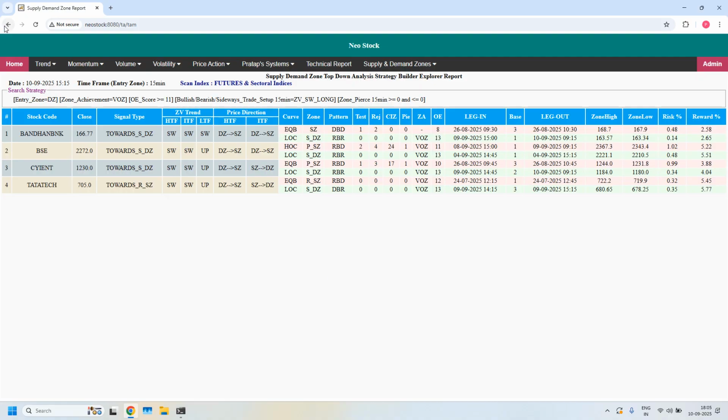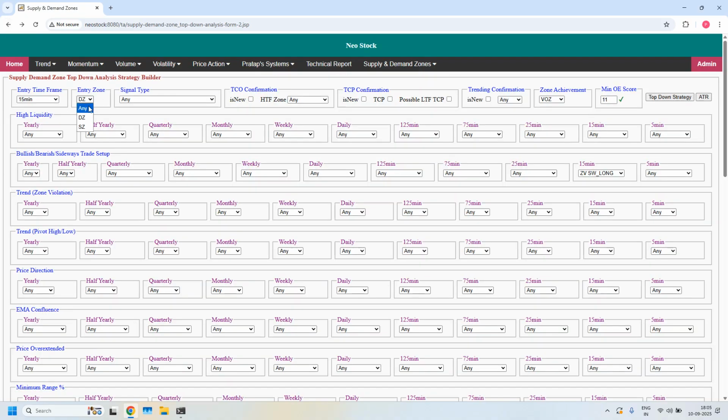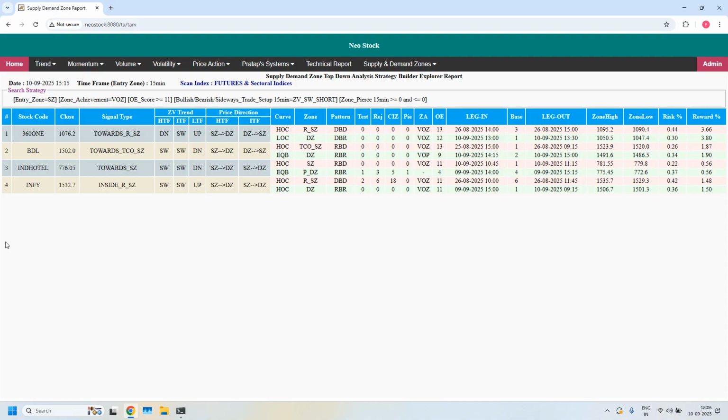Okay, next the sideways short trade setup for daily income trade, entry time frame zone 15 minutes supply zone, and also here sideways short. Let's filter. We got 4 stocks. And entry time frame zones are 15 minutes supply zones. Infosys already tested twice.